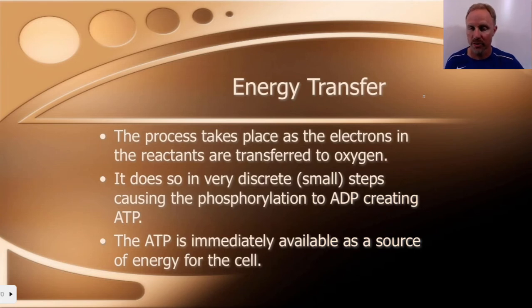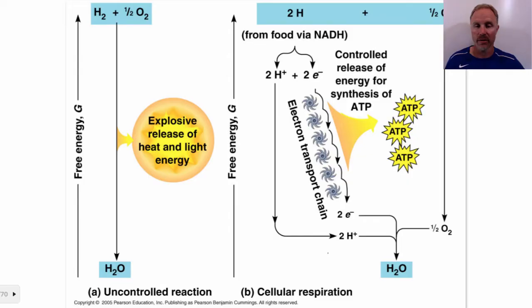Okay, so these processes that we're talking about that transfer energy, this takes place as these electrons get transferred through the electron transport chain down to oxygen. And again, it does so in these very small discrete types of steps that are very important in the process of taking ADP, adding a phosphate to it, and giving us some ATP energy here. That's what we're ultimately after.